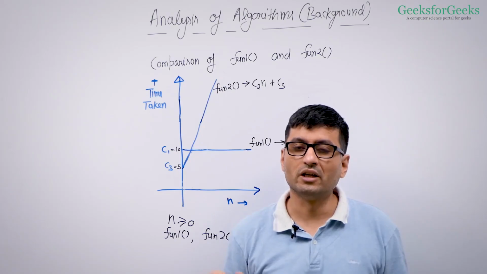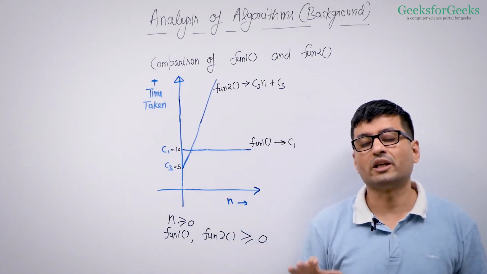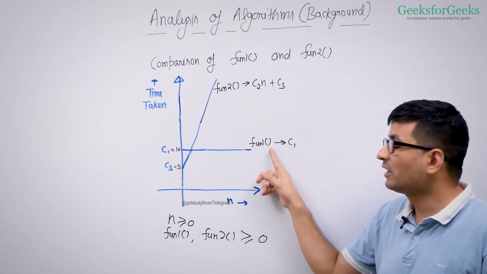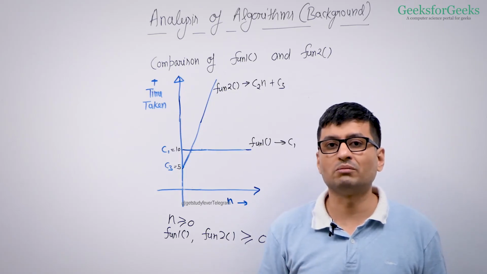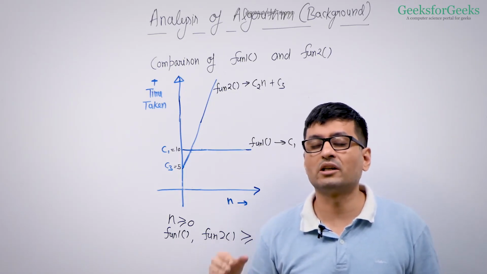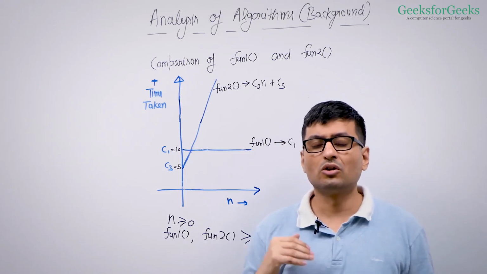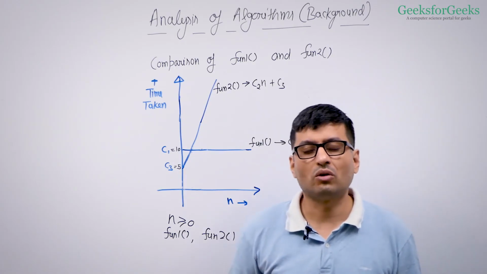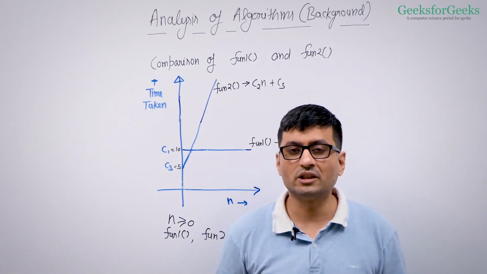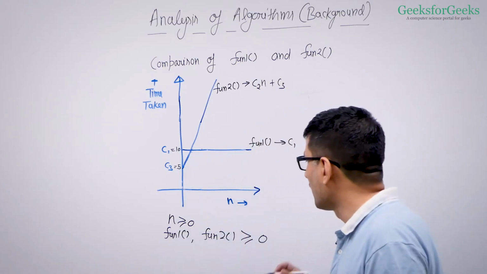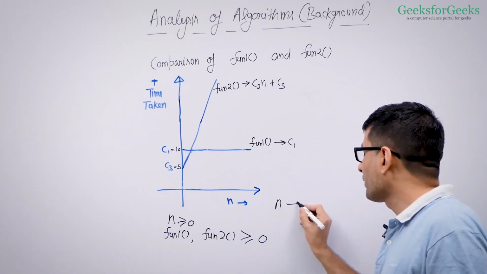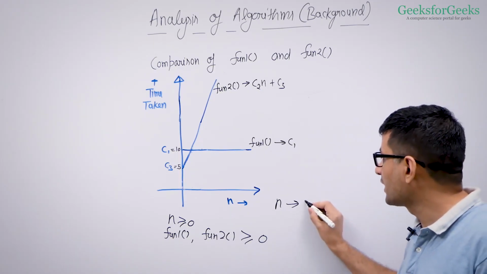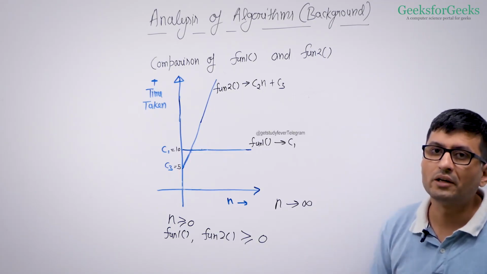Now, how do you theoretically prove that your function fun1 is actually better, and it's always going to perform better than fun2 under certain conditions? To prove that, we do this theoretical analysis where we consider the order of growth of both the functions, and we always talk about large values of n. So we are going to talk about some mathematical notations. We are going to call them asymptotic notations, and they are defined for n tends to infinity, right?